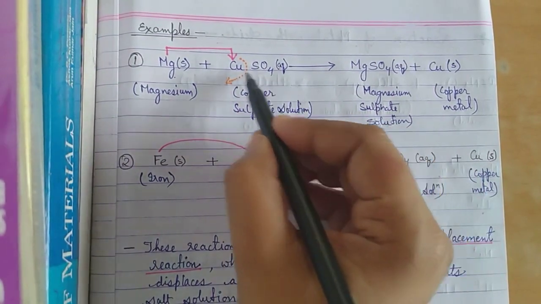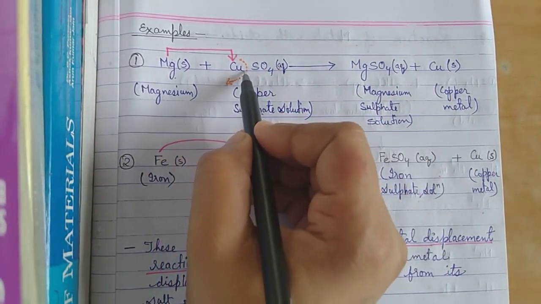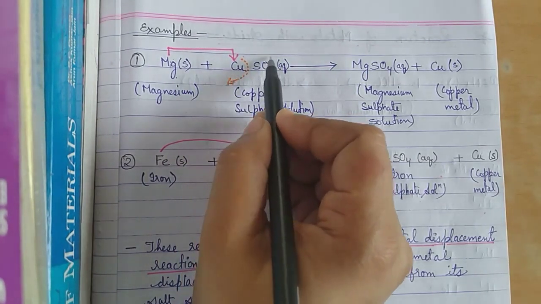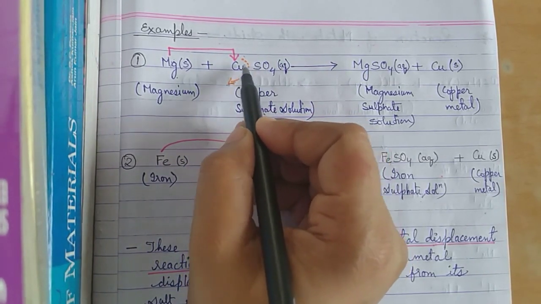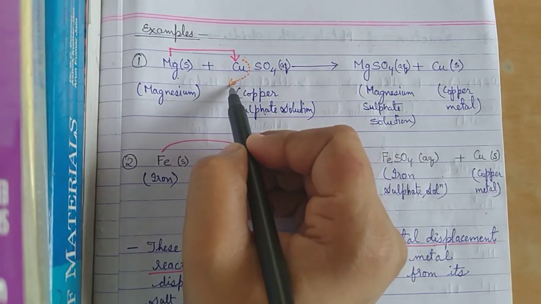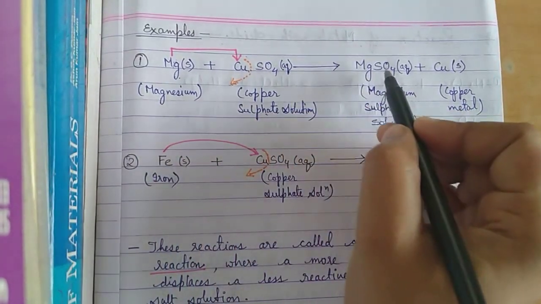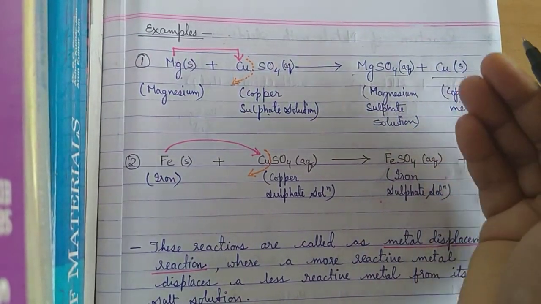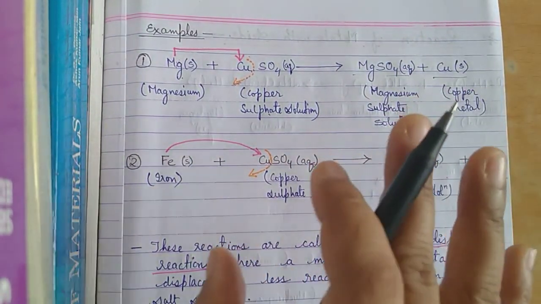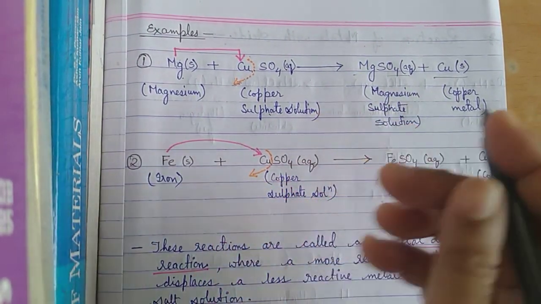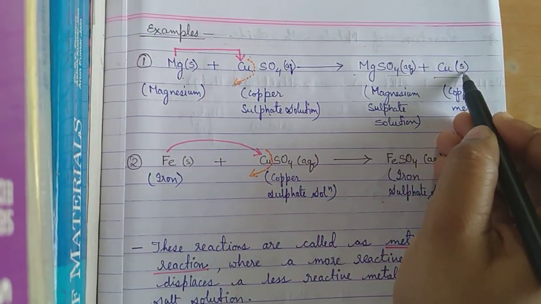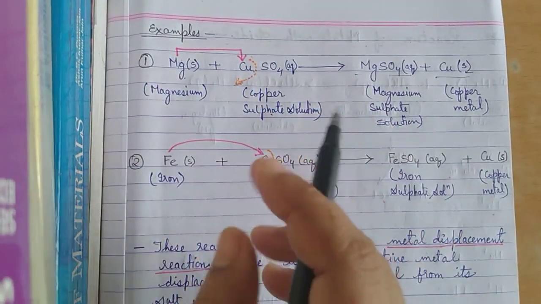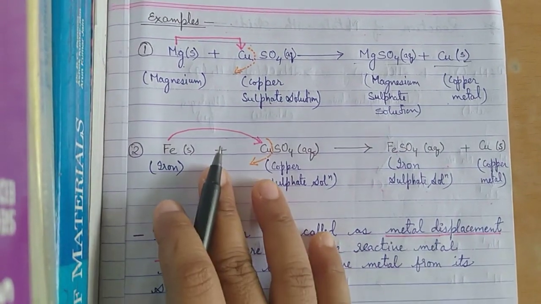So what happens? Magnesium, being more reactive than copper, replaces copper. See, copper is removed from this compound and magnesium takes its place. This is how magnesium sulfate is formed, and copper metal is precipitated at the bottom of the beaker. That is why I have written S here, meaning you can find solid copper metal, red in color, at the bottom of the beaker. Now, one more example.